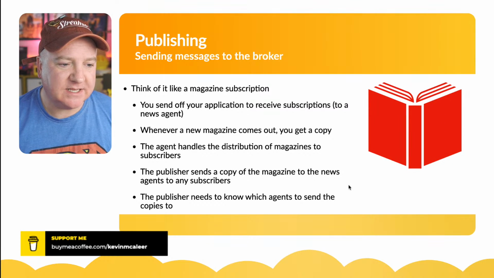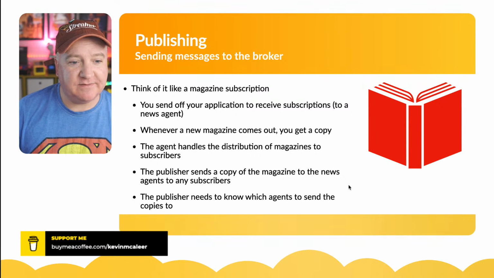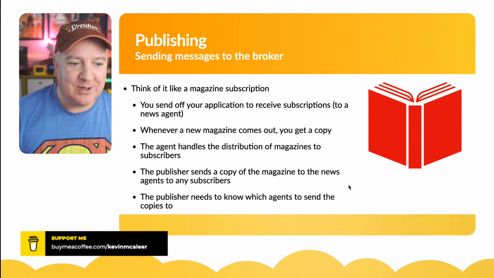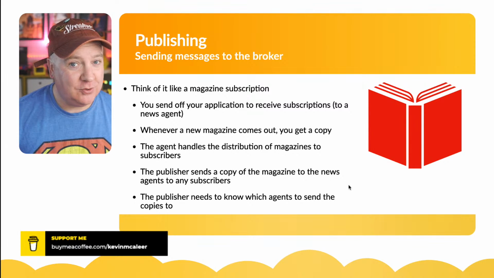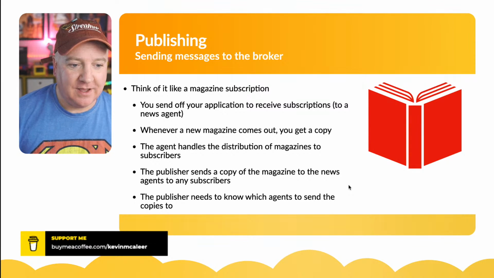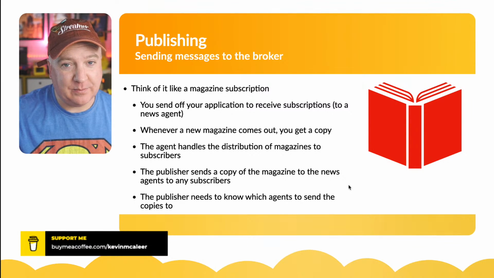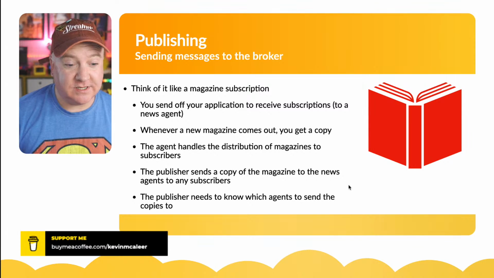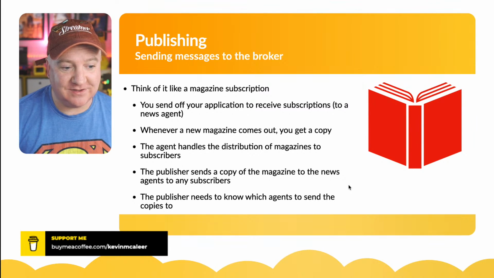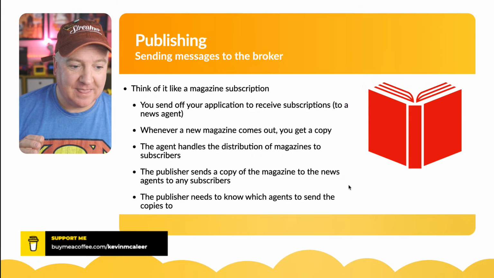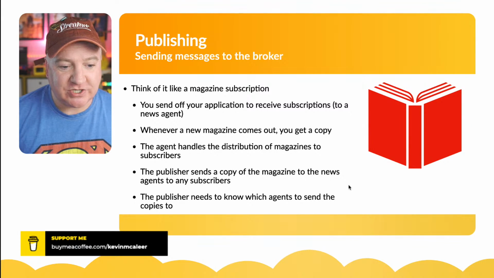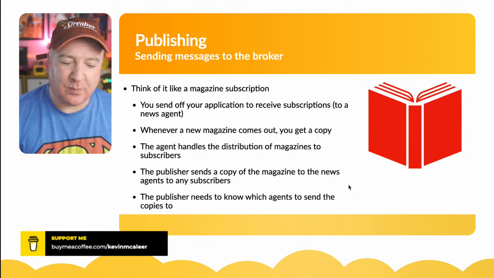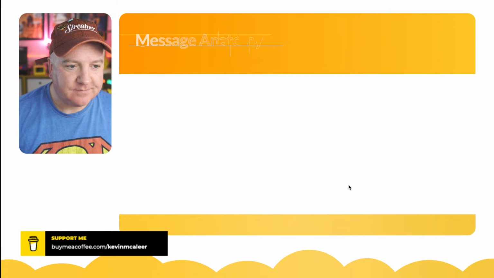So think of it like a magazine subscription. You send off your application to receive subscriptions to your newsagent. Whenever a new magazine comes out, you get a copy, they send it to you. You might not have a relationship, therefore, with the people who publish that magazine. You just get the copy of the magazine when it arrives. So the agent handles the distribution of the magazines to the subscribers. The publisher sends the copy of the magazine to the newsagents of the subscribers, and the publisher needs to know which agents to send the copies to. And that's what the broker actually does in the middle.